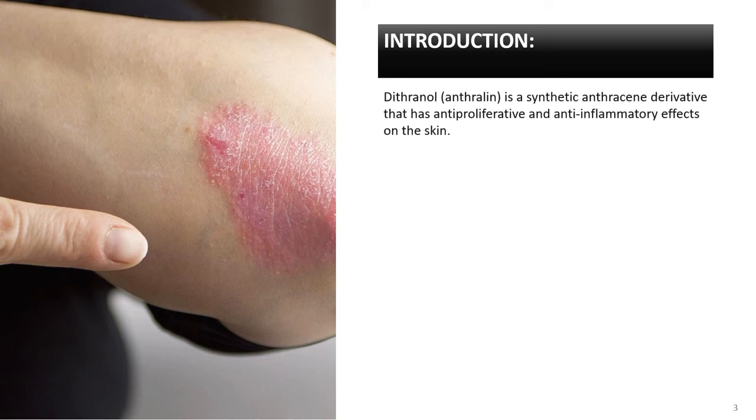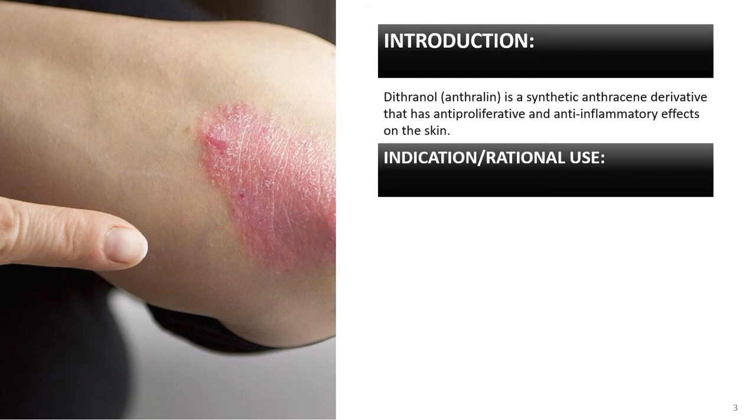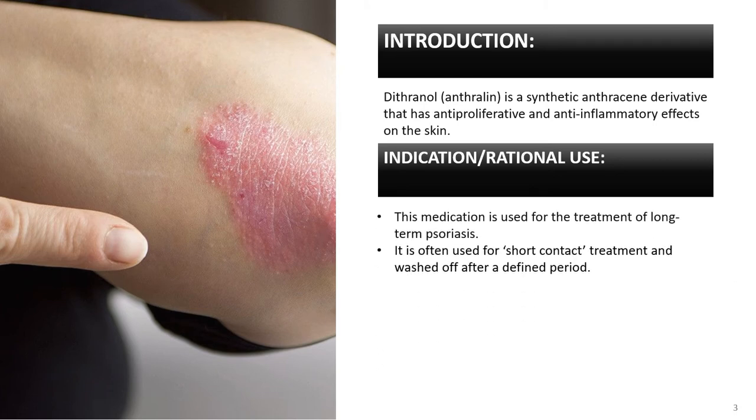Diathranol is basically an anthralin drug, which is a synthetic anthracene derivative, and it has anti-proliferative and anti-inflammatory effects on the skin. That is why the indication in the rational use in which the drug is being used is the treatment of long-term psoriasis. Usually when a patient is suffering from long-term psoriasis or plaque psoriasis, then we recommend Diathranol creams and ointments. It is generally used for short contact treatment and washed off after a defined period.